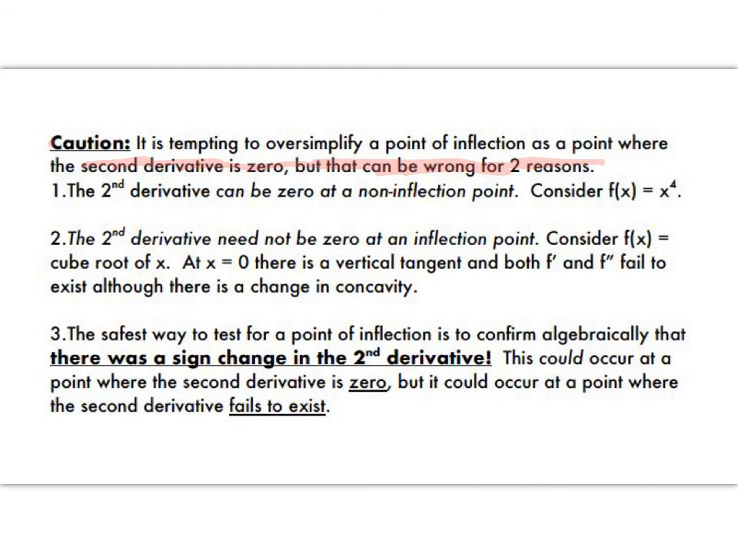Second derivative need not be 0 at an inflection point itself. Consider the cube root of x. You're going to have a vertical tangent there. Even though both f and f prime fail to exist, there is a change in concavity. So the safest way to test for a point of inflection is to confirm that there was a sign change in the second derivative. This could occur at a point where the second derivative is 0, but it could also occur at a point where the second derivative fails to exist.